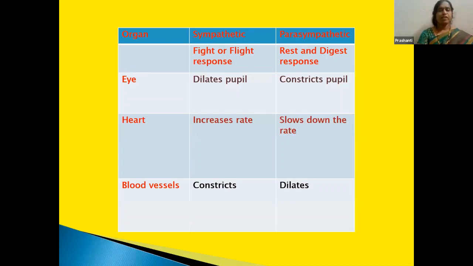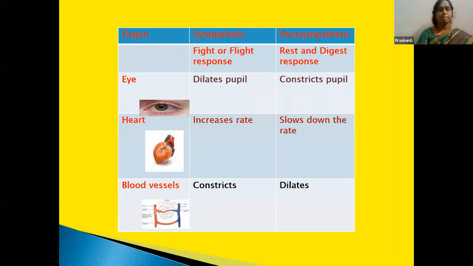And when you take its effect on the various organs, when we compare, the sympathetic is called the fight or flight response, and the parasympathetic is the rest and digest response. So here the pupil dilates in the sympathetic, whereas in the parasympathetic the pupil is constricted. When you take the heartbeat, it increases when we are in tension, that is in sympathetic, whereas in parasympathetic it is slowed down. And the blood vessels are constricted in the sympathetic, whereas they dilate in the parasympathetic.